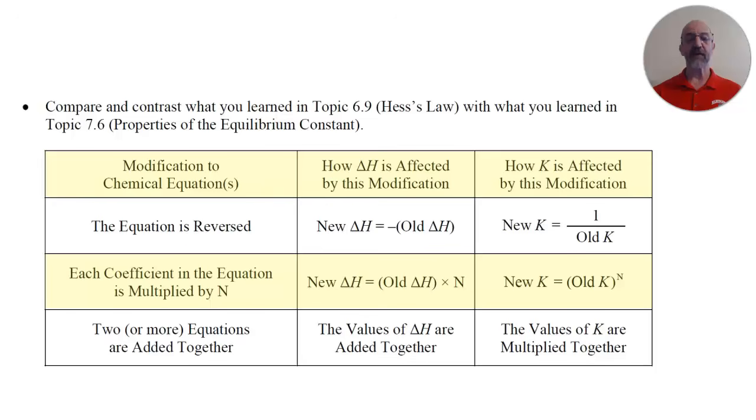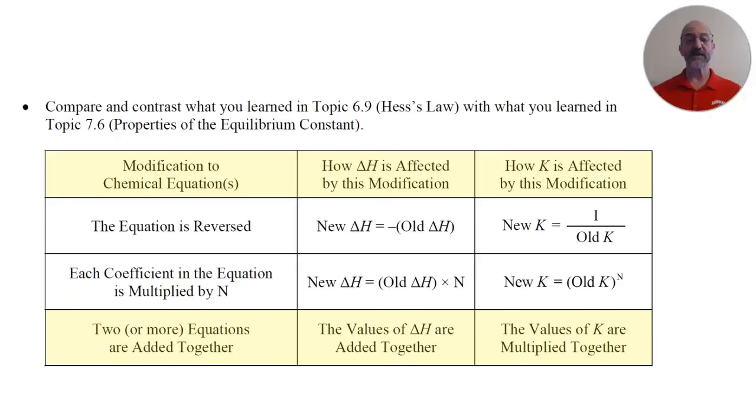So again, compare and contrast what you learned in Unit 6 with what you are learning in Unit 7. And then finally, we saw with Hess's law that when you have two or more equations added together, you simply add the values of delta H together. But that's not what we are doing with the equilibrium constants. So we don't add them together, we actually multiply them together. So just a good example of compare and contrast with topic 6.9, Hess's law, and topic 7.6, properties of the equilibrium constant.